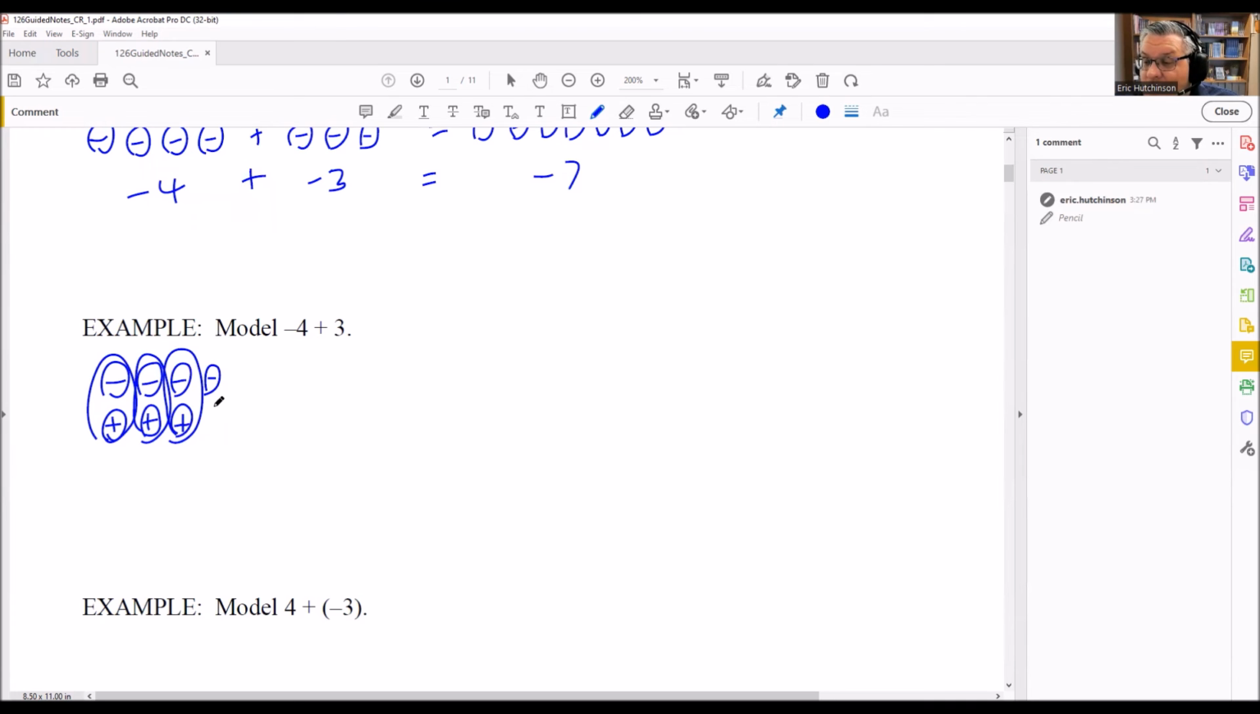Now, what I have left is a negative. So I've got negative 4 plus 3. That adds together to be just, there's one negative left, so that means it would be negative 1, and that's how you would do that.